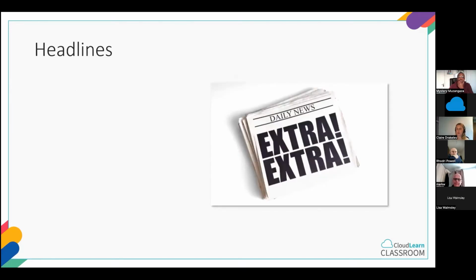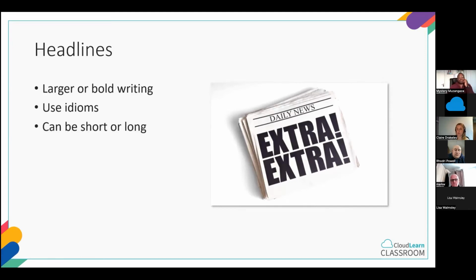One of the attributes that all articles have is a headline. These should summarize the main point of the article, while also grabbing a reader's attention. Many will use larger or bold writing for the headline in order to grab attention as well. They often use idioms, which is a group of words regularly and commonly put together, such as over the moon or back on track. They can be short or long, depending on their purpose.